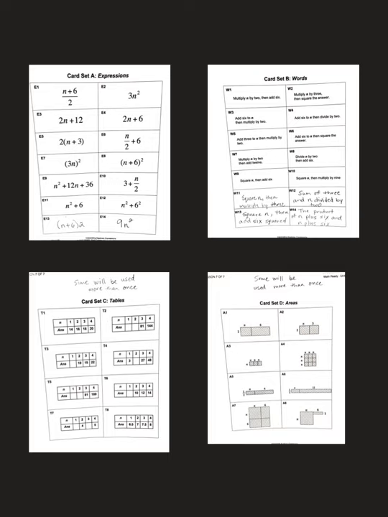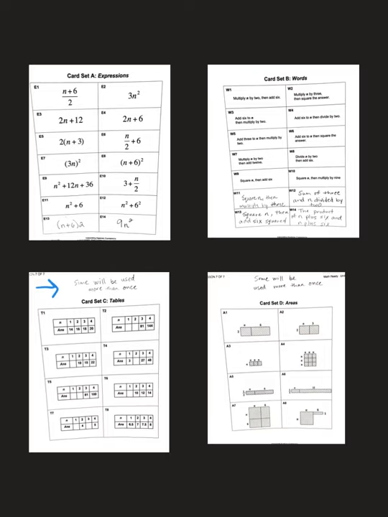Once you have those matched, then you will match them to card set C, the tables, T1 through T8. Notice at the top of that it says some will be used more than once. So some of these tables will match to more than one set of the E and W cards. Now every single E will have a W match, okay? Let me say that one more time. Every single E card will have a W card match.